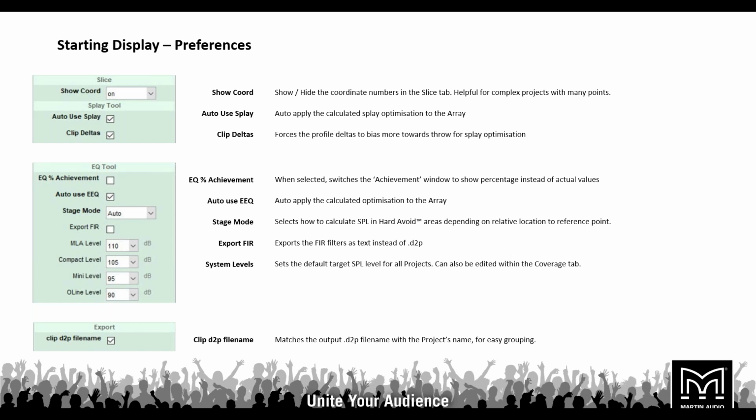Then you have the system levels. Those are the default target levels for all those. All lines target levels 90, MLA Mini, WPM 95, WPC MLA Compact 105, WPL MLA 110. This is obviously an older version of Display, doesn't have WPS there yet, but if you want to take a wild guess, exactly, you are absolutely right. I can hear you all saying 100.